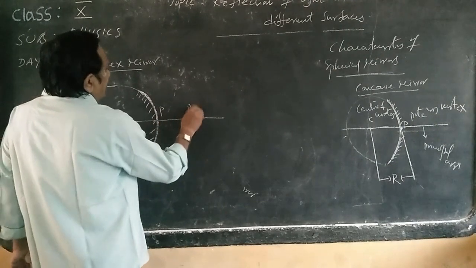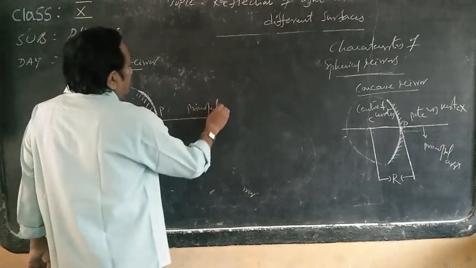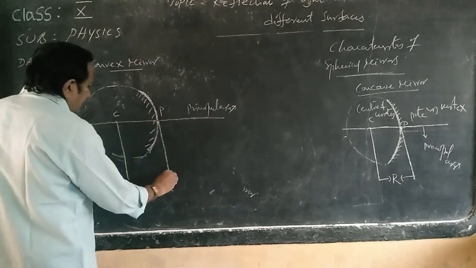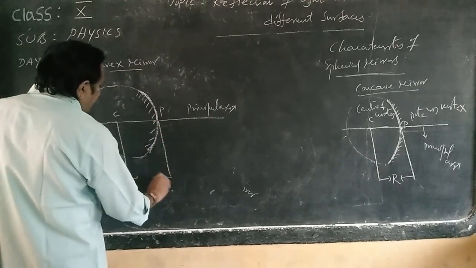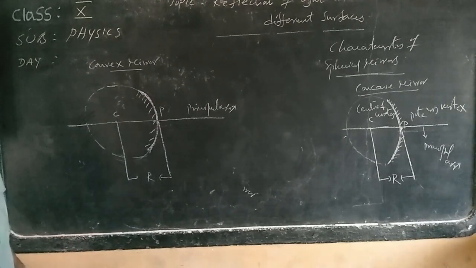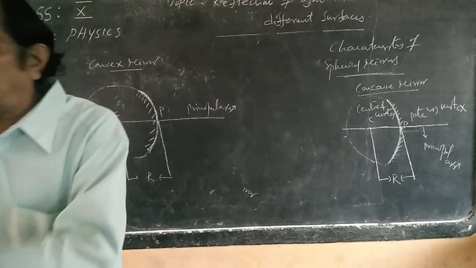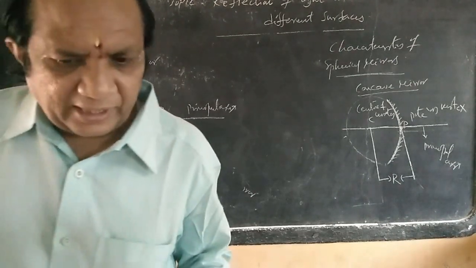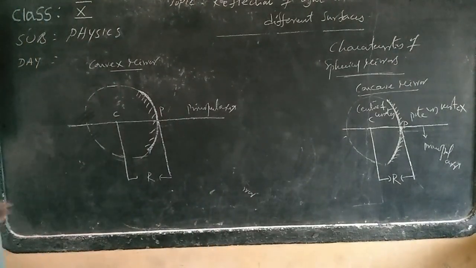So what is this principal axis? The distance between the pole and the center of curvature we consider as the radius of curvature. Okay. So this is about the convex mirror. Both definitions are the same. And there are other important definitions to be considered here.